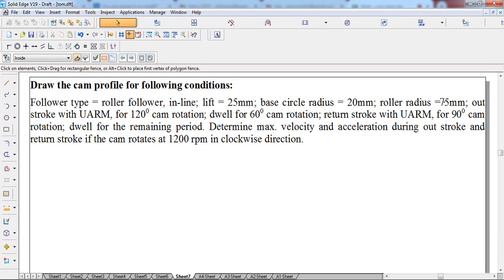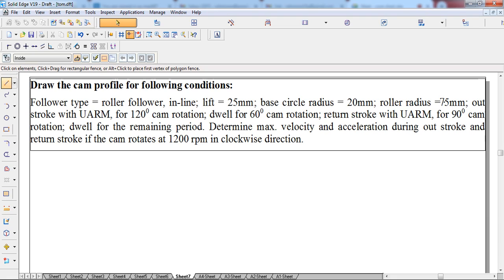This is given in the question. Then you have to determine the maximum velocity and acceleration during outstroke and return stroke if the cam rotates at 1200 rpm in clockwise direction. So first you need to draw the displacement diagram. You know how to draw the displacement diagram.